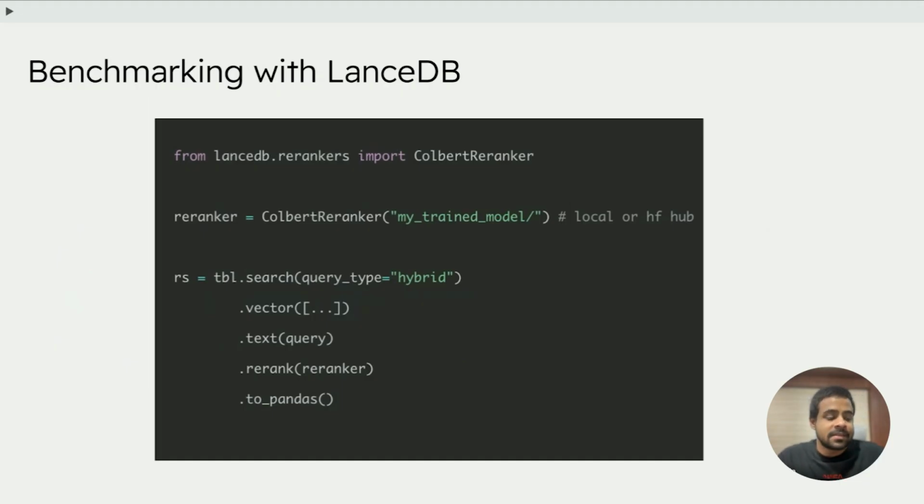So benchmarking with LanceDB is super simple, and that's what I did for this study, and we'll see the results now. To use any re-ranker model, you simply import it. We support almost all of the popular re-rankers, and you simply attach that as a part of your search pipeline, saying something like rerank and pass in your re-ranker. Here is an example of using the Colbert re-ranker. I have not covered API-based, non-open-source re-ranker models because you cannot fine-tune them yet.